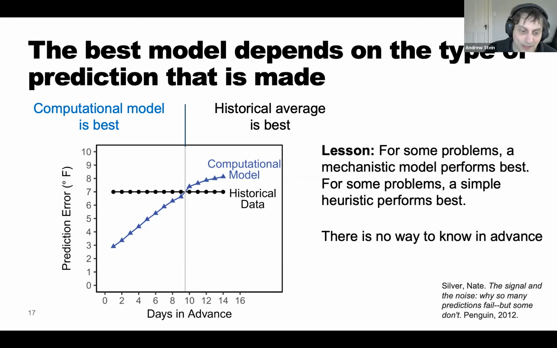And for me, I think it's been a useful lesson to think about that for any particular application, we might be on the left side, where a computational model is really going to provide a lot of insight, or we might be on the right side, where simple heuristics might do better. And it's really hard to know where you are unless you do the comparison.